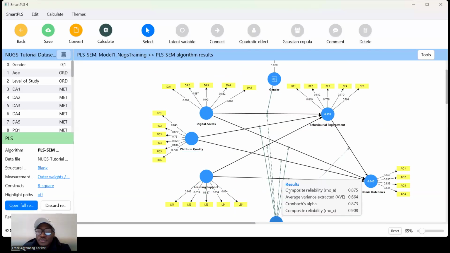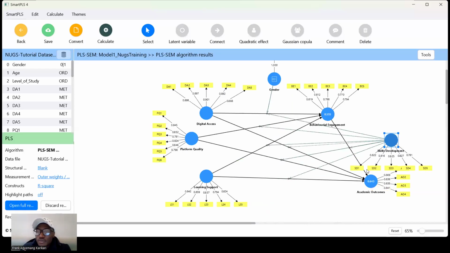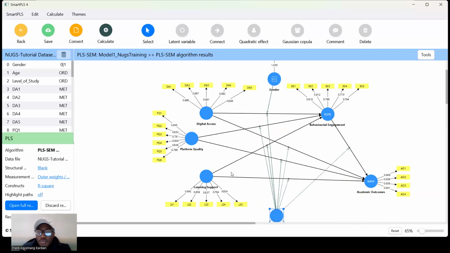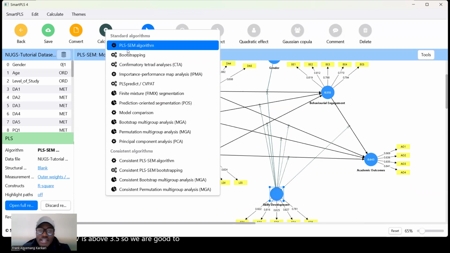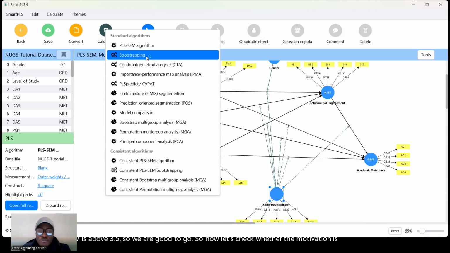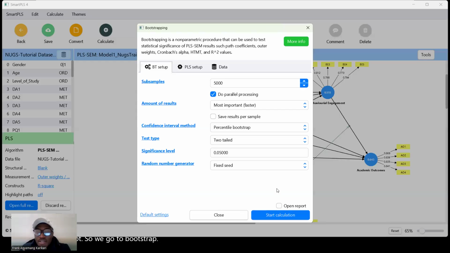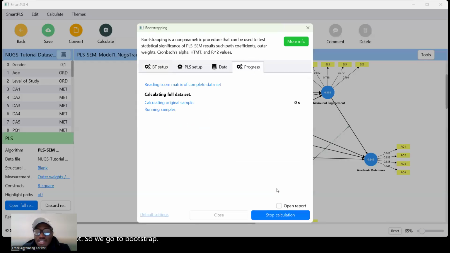So, we have run the model and then we realize that, okay, this has met all the conditions, 0.7, 0.7. Our AVE is above 0.5, so we are good to go. So now let's check whether the moderation is significant or not. So we go to Bootstrap, and then we start calculation.